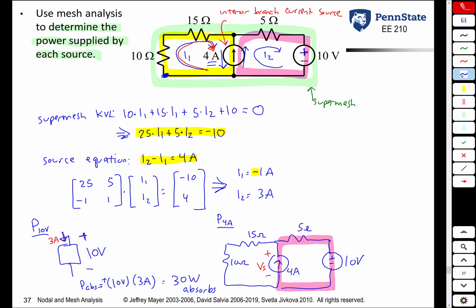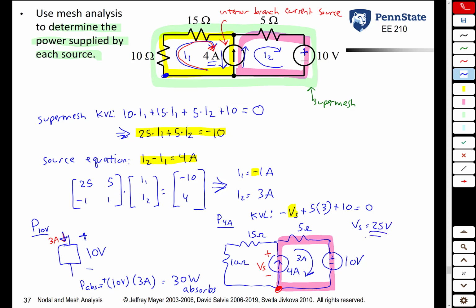So notice I did not do a KVL equation here to solve for I1 and I2, but once you know I1 and I2, you can use KVL to find the voltage. So starting at this point down here and doing a KVL equation, we get minus Vs plus 5 times this current. But we know what this current is now. It's 3 amps. Plus 5 times 3 plus 10 volts is equal to 0. The only unknown is now this unknown voltage, so we can solve for it. So we get that Vs is equal to 25 volts.